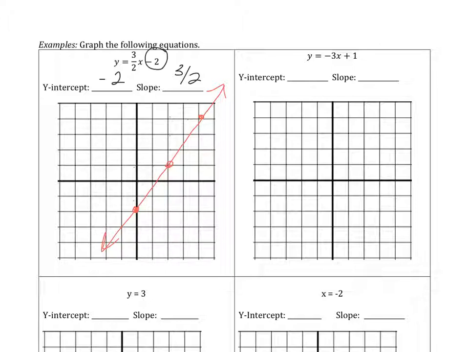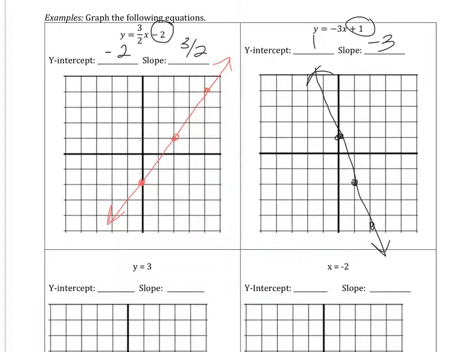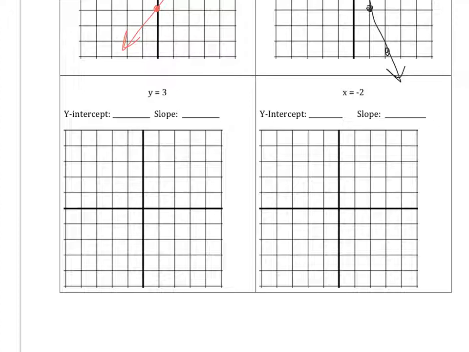The second one, the y-intercept is +1 and my slope is -3. So I'm going to start at 1 and go down 3, right 1. Down 3, right 1. Okay, and the fourth one is y = 3. So the slope right here is 0 and the y-intercept is 3. So I'm going to go to 3 on the y-axis and make a horizontal line. Slope of 0 is a horizontal line.